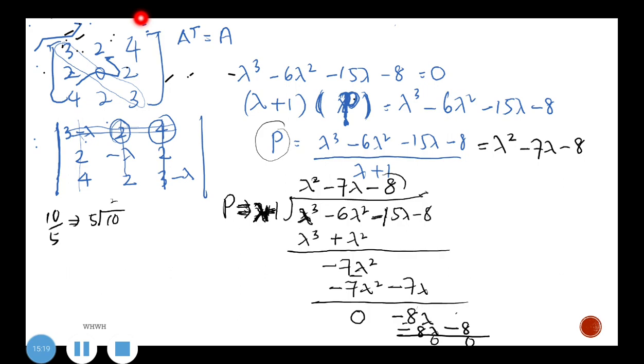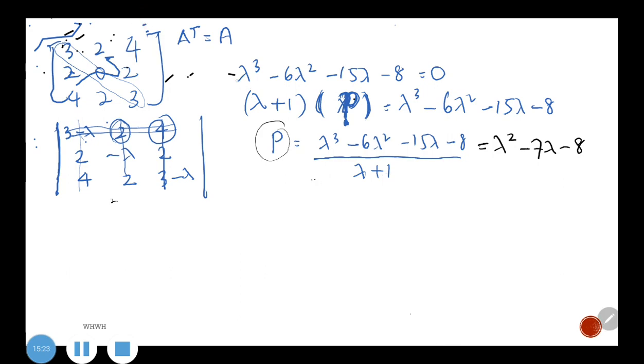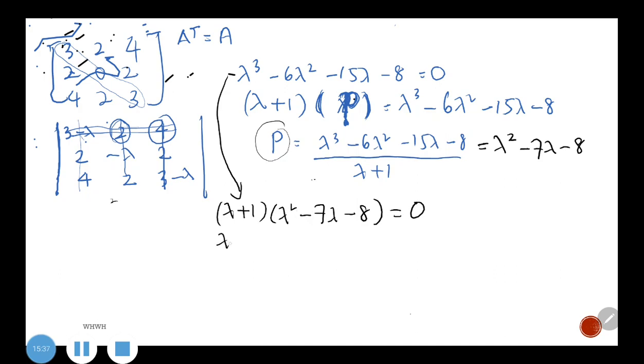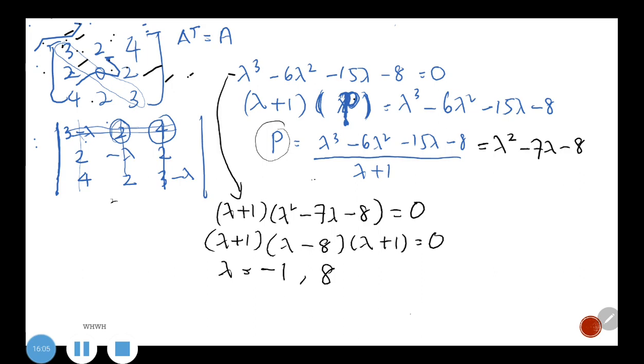And then, daripada sini, maknanya, okay, clear? So, maknanya yang ni, the roots are lambda tambah 1 darab dengan lambda square minus 7 lambda minus 8 equals to 0. Lambda square minus 7 lambda minus 8 ni dapat tak factor? Yes, you gonna have lambda minus 8 lambda plus 1 equals to 0. Nampak tak? Kat sini maknanya we have two repetitive roots of negative 1. Basically, you have lambda equals to negative 1 and lambda equals to 8, right? But remember, lambda equals to negative 1 occurs twice. So, you need to find two eigenvectors for lambda equals to negative 1.